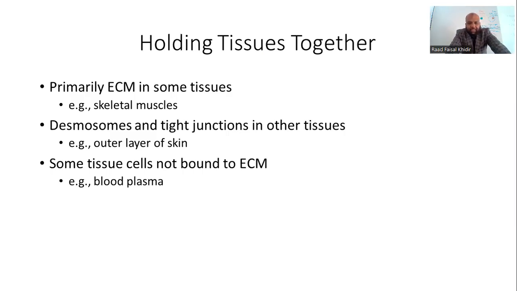So desmosomes and tight junctions in other tissues. So desmosomes, tight junctions, and remember I mentioned the connexins and the gap junctions. These are all types of hooks that hook the cells together. These are your cams and your caps that hook the cells together. In fact, they hook the cells so tightly, like a staple. They staple the cells so tightly that even water cannot leak between.